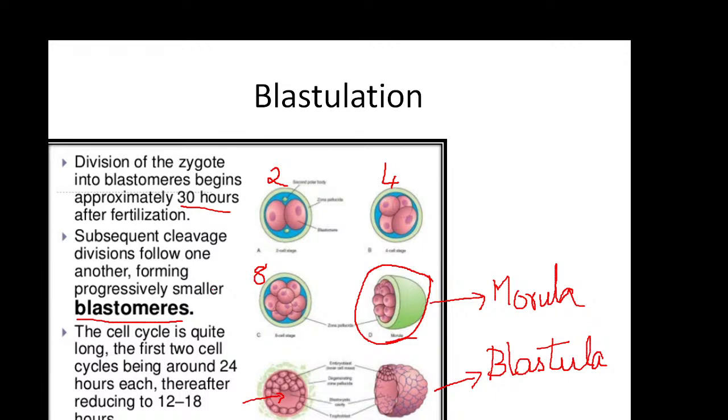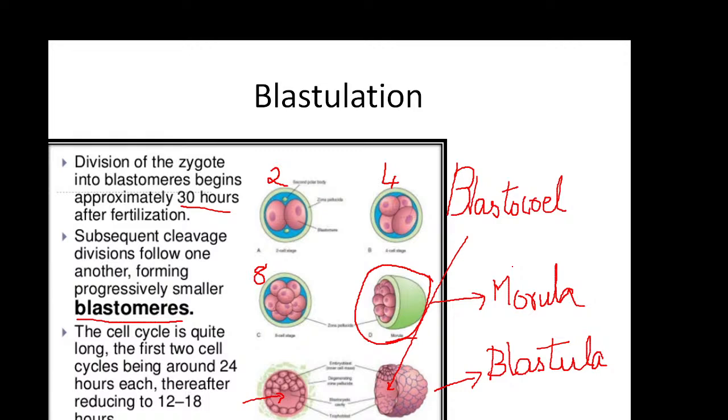blastocoele. The cavity, or the hollow space inside the blastula, is called blastocoele. The space that you can see here is called blastocoele. Blastocoele is the cavity inside the blastula. After the morula stage initiation, the cells undergo rearrangement to form a cavity inside the developing embryo, and that cavity is known as blastocoele.